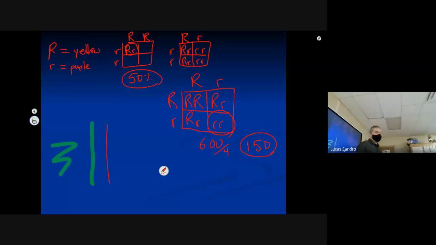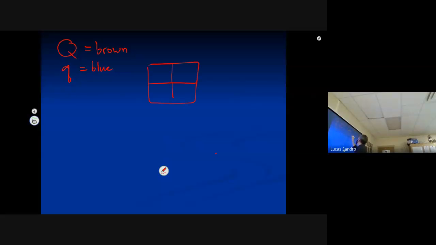Good? Doing great. Okay. Humans. Brown eyes dominant to blue eyes. Brown-eyed man, blue-eyed woman. Pick a letter. Q. They told us brown eyes was dominant, right? That's brown eyes. This is blue eyes. And we said brown-eyed man, blue-eyed woman. Big Q, for sure. What's she?